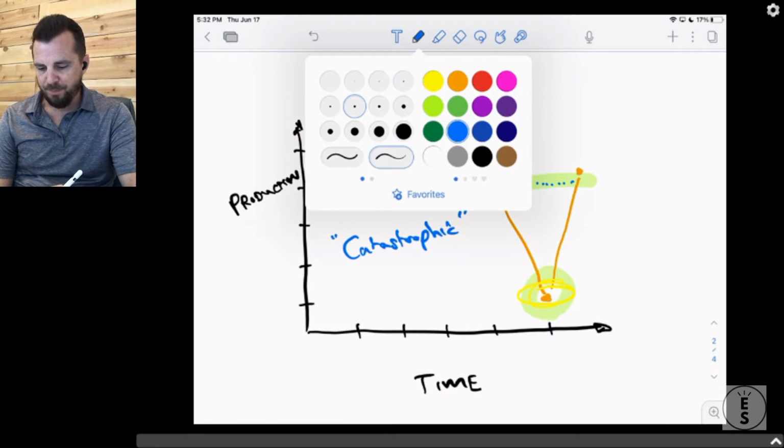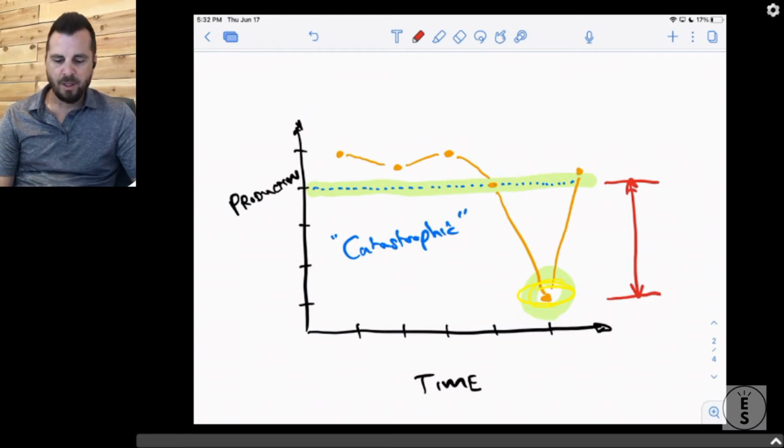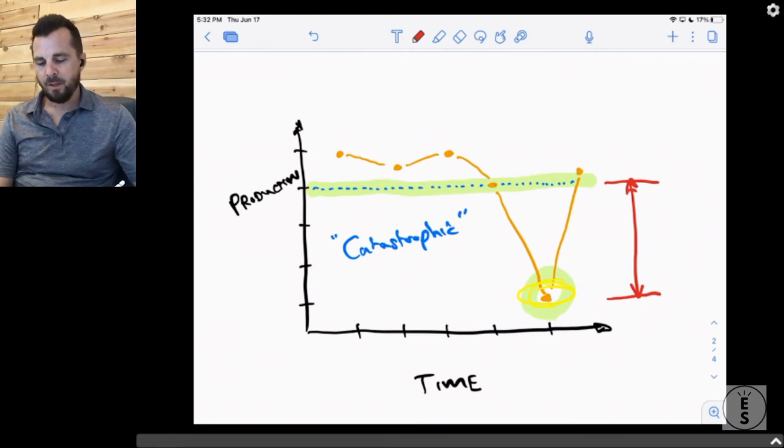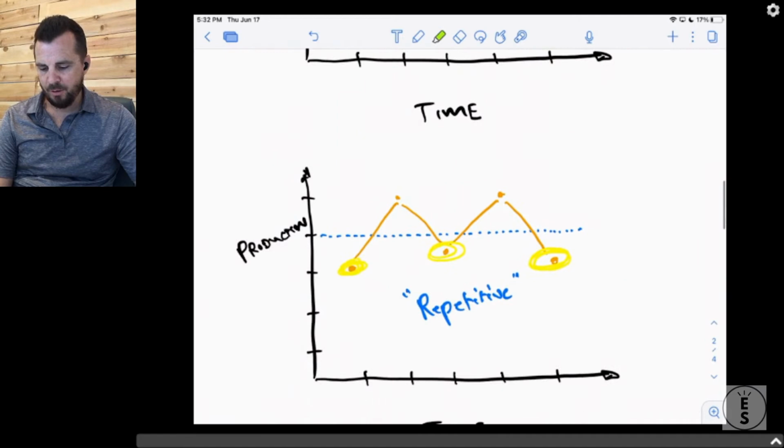And let me use a color you can see here. So this gap between target and actual, this is your catastrophic loss. Okay? So then let's move to the next example, which is repetitive.